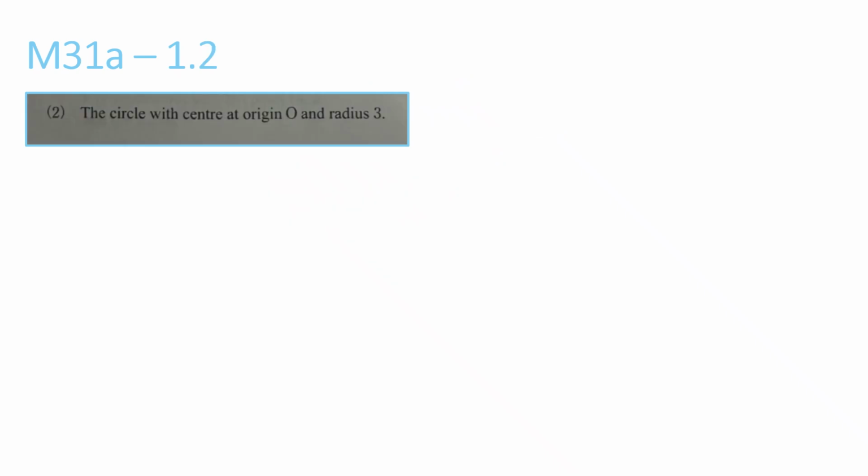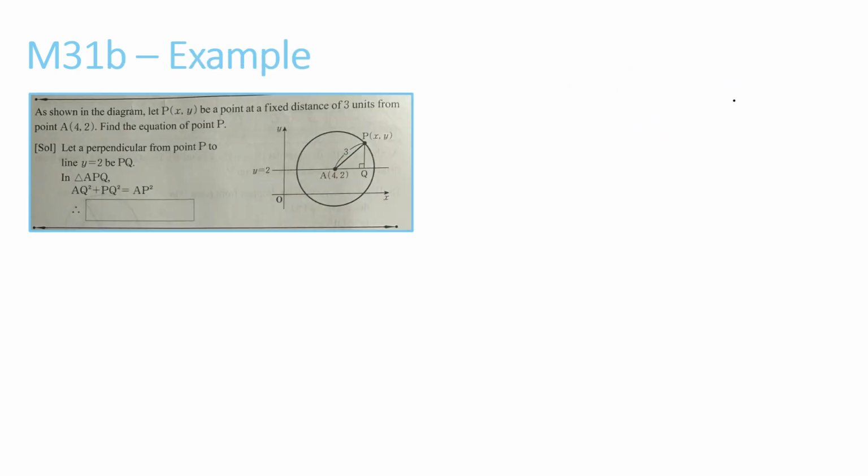The second example of this, the circle with center at origin O, so that means we use x squared plus y squared equals r squared as our formula, and radius 3, this is the key part here. So we keep it at x squared plus y squared, stays the same. Radius 3, and we know r is 3, and it's asking for radius squared, so it's 3 squared, which is 9. That's our formula for that circle.